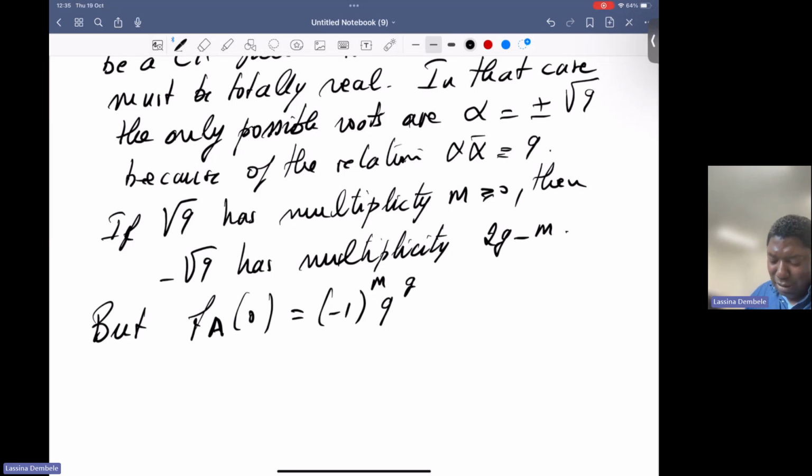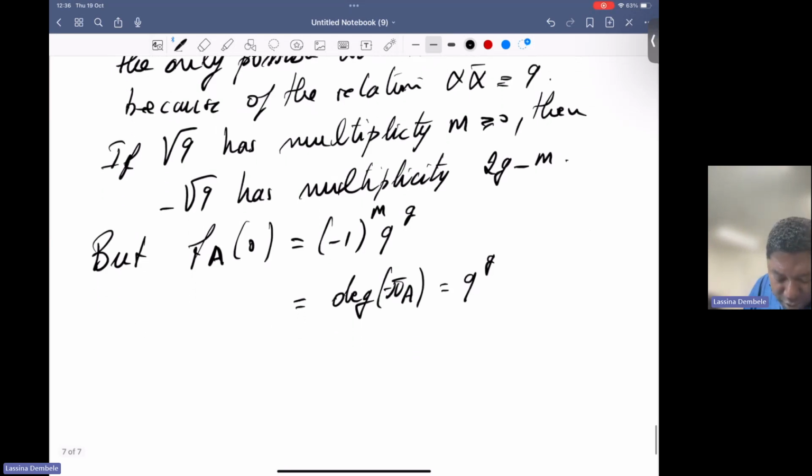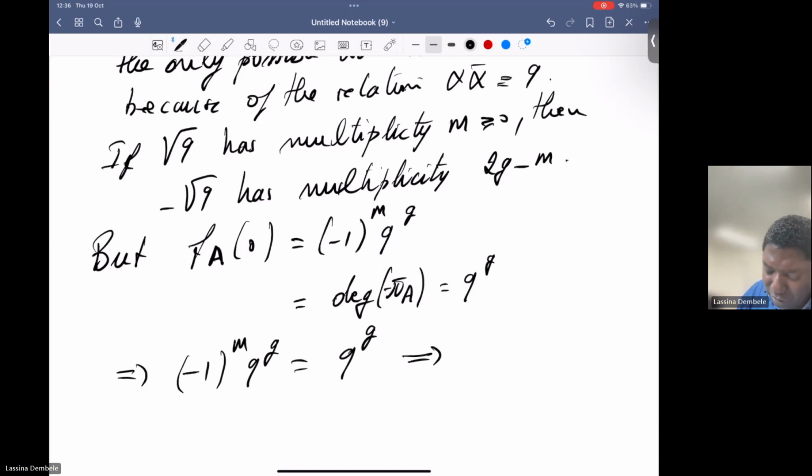But we also know that this would be equal to the degree of pi to the a, or minus pi to the a. And the degree of an endomorphism is always positive, and in this case it's q to the g. So this would imply that minus 1 to the m q to the g is equal to q to the g. And this is only possible if m is even. And so this completes the proof of this theorem. So in the end, it's quite a lengthy proof, but we are done. So at least we've done one proof today, so we can rest for the rest of the lecture.